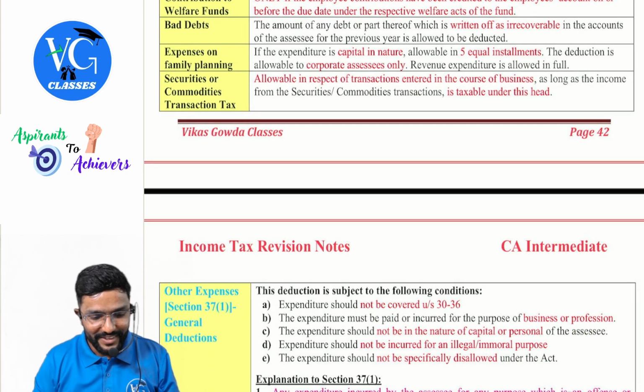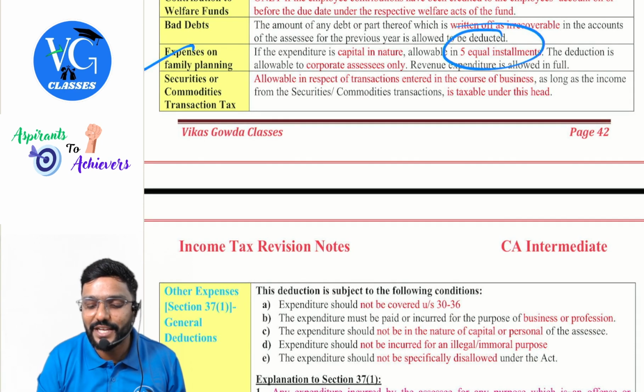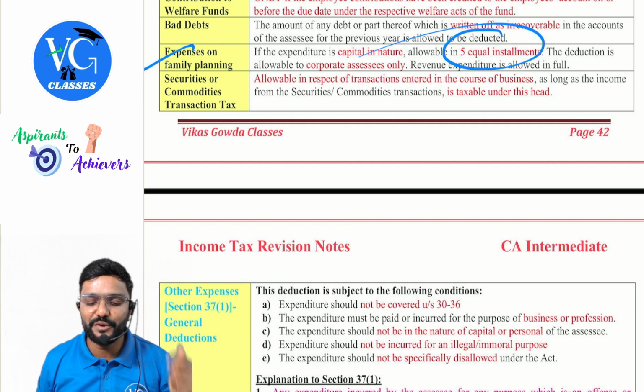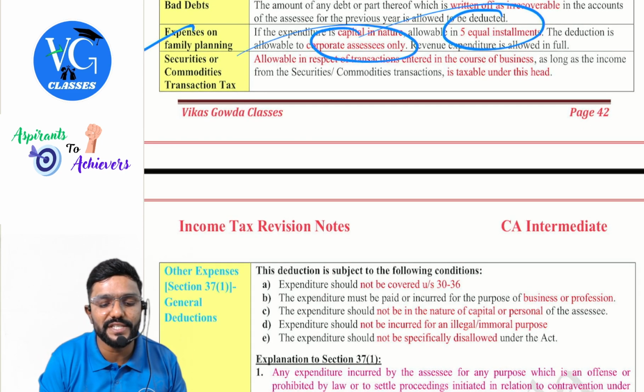Expenses on family planning. If it is capital in nature, then it is allowed in 5 equal installments. If it is revenue in nature, it is allowed fully. But it is allowed only for corporate assessees, guys.